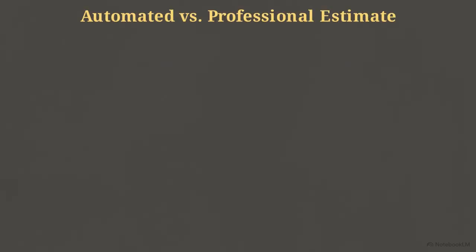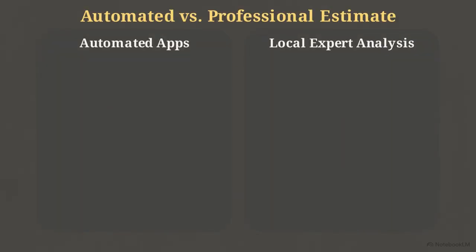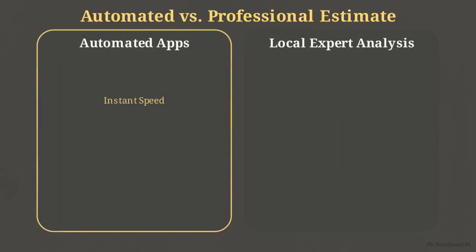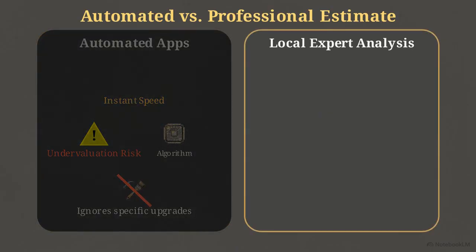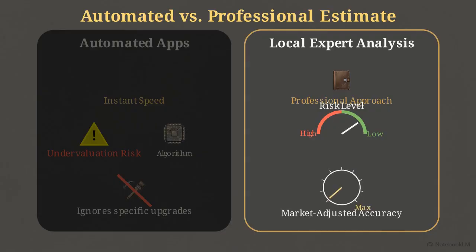This comparison matrix breaks down that trade-off. On the left side, the online estimate tools give you immediate speed, but they carry a high risk of undervaluation because they ignore your specific upgrades and the actual pulse of the local market. Moving to the right side, the professional equity check requires a slight time commitment to initiate, but as highlighted here, that small friction drastically lowers your risk and provides a market-adjusted accuracy that the algorithm can't match.